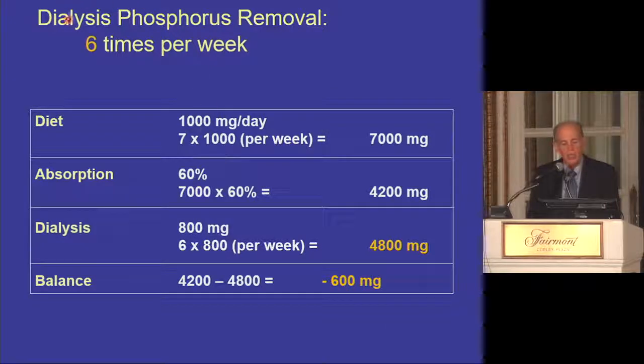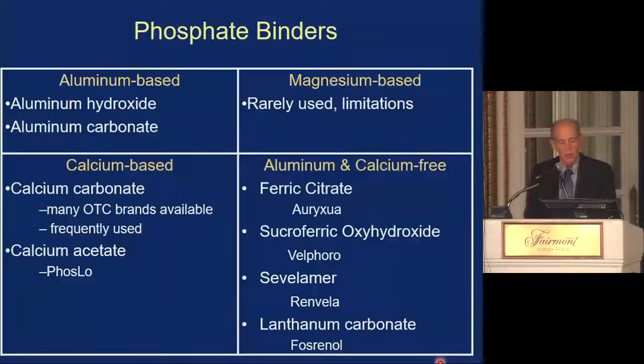If I simply dialyze my patients 6 days a week, easy for me to say, of course hard to do, the balance is minus 600 because you're removing more phosphorus than the patient is absorbing. If we could dialyze our patients for longer or multiple times a week, they do much better with respect to phosphorus. We said we don't like to use aluminum-based binders.